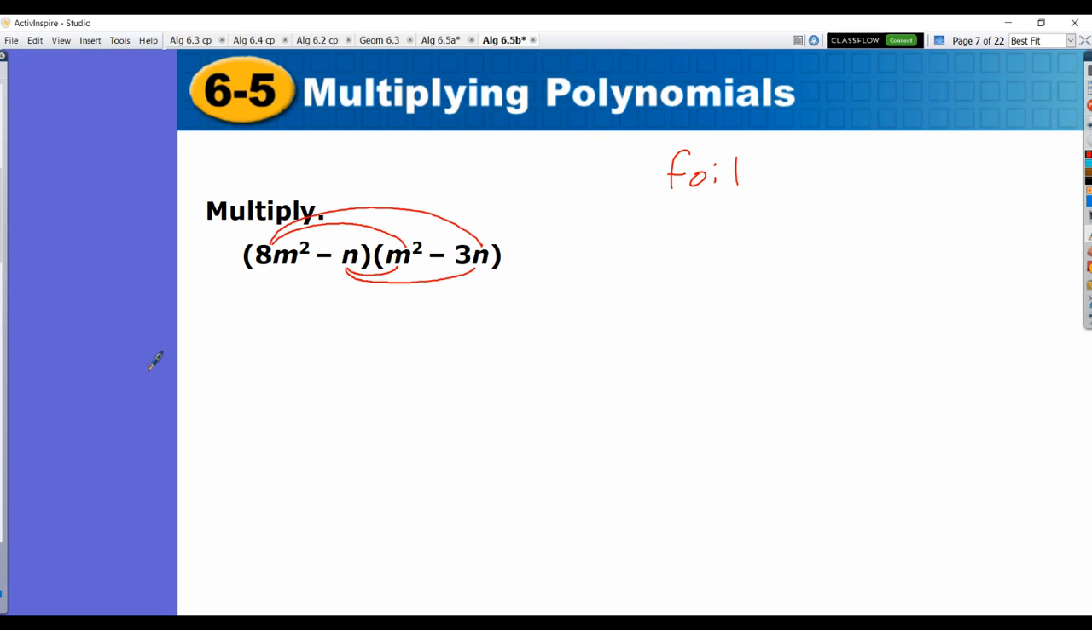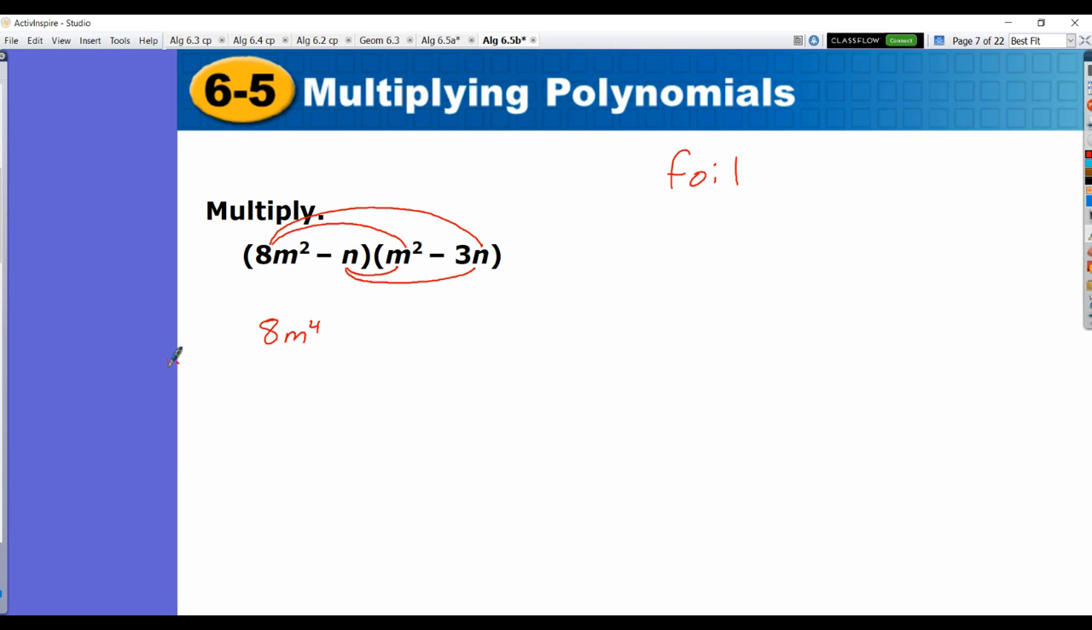All right, so now let's just calculate what we have going on. So 8m^2 times m^2. There's no number to multiply with the 8, so we're simply just going to leave it as 8. Then we can do the math with our m^2. So m^2 times m^2, add your exponents. That's going to get you m to the 4.